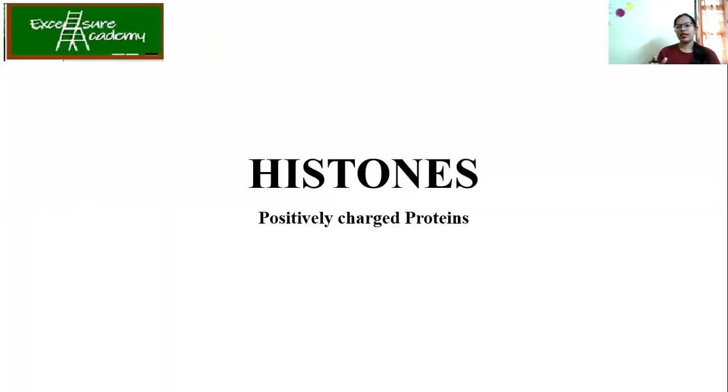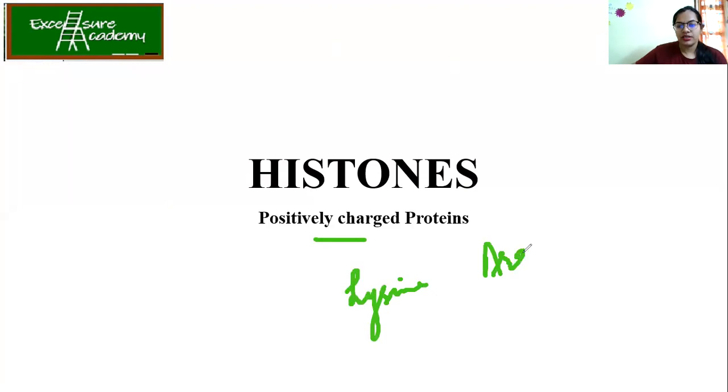Now we are going to talk about the histones. In the previous lecture, we talked about the nucleosomes, how the DNA is wrapped around these histone proteins, and these histones are positively charged proteins, right? So what are these positively charged proteins? We have lysine and arginine. We also know that histidines are positively charged, but in the case of histones, 20% of the total protein content is lysine and arginine. Please remember this because it is also important.